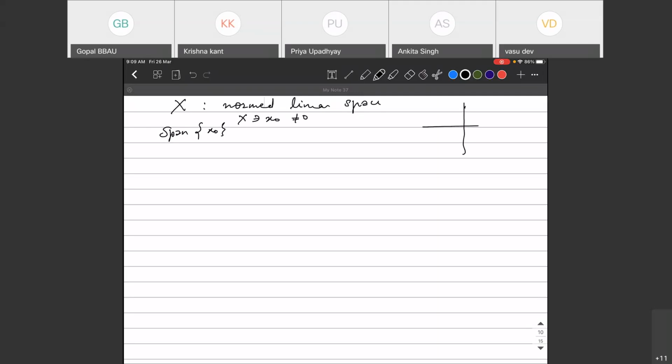Say we are in a finite dimensional space, say in R2, and this is x naught. Then the span of x naught is nothing but alpha x naught, where alpha varies over the field. When we multiply this by 1, we get x naught. Multiplying by 0, we get 0. By minus 1, we get this. By half, we get this point. So in fact, we get this line. Correct? Any doubt?